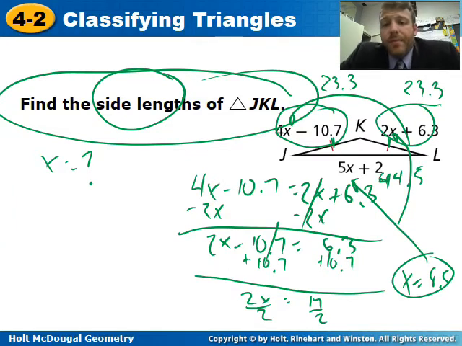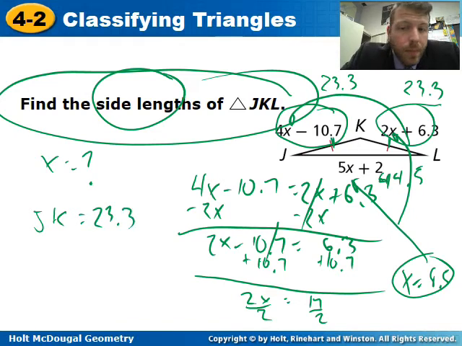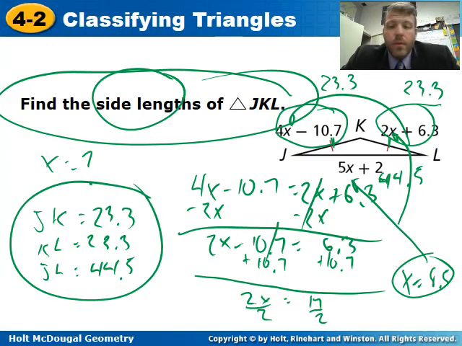So now I'm done, okay? What you should do is either show the picture with the lengths beside it, or write JK, which means length of JK, equals 23.3, KL equals 23.3, and JL equals 44.5. That's it.